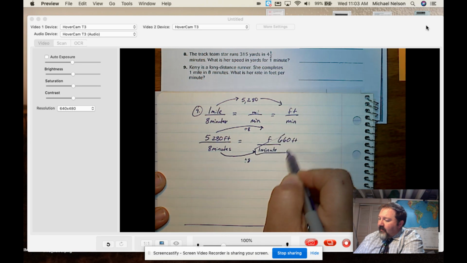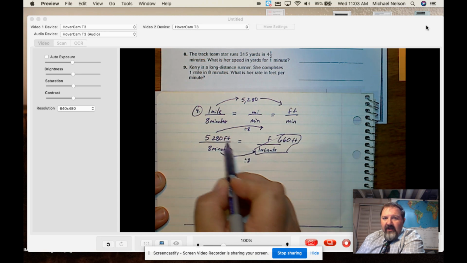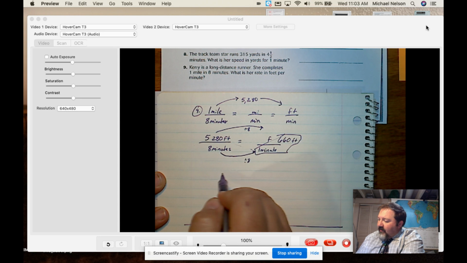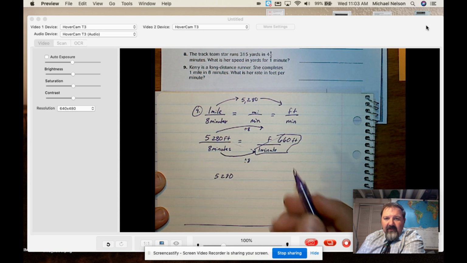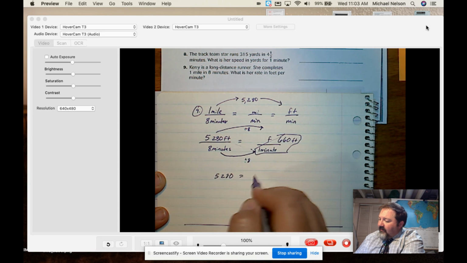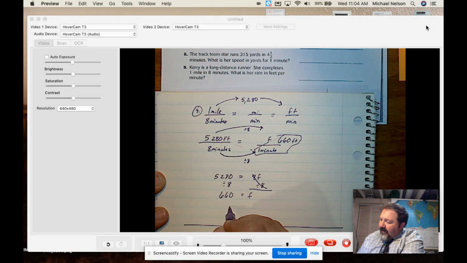Okay, let me back up just a minute and I'll show you that we could have done that by cross multiplying. 5,280 would have been over here, 5,280 times 1, which means it stays the same. And then you're going to go 8 times the variable, which is 8F. Then you're going to divide out your 8. We divide because this is being multiplied. That cancels out. Here's your F. And here's your answer, 660. So your answer to this problem is she would run 660 feet per minute.